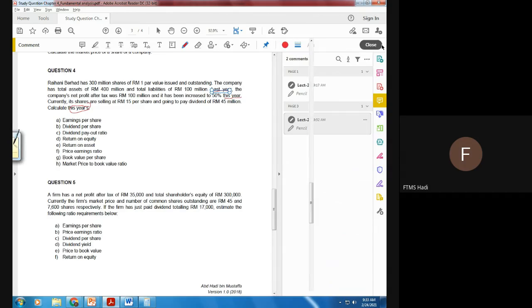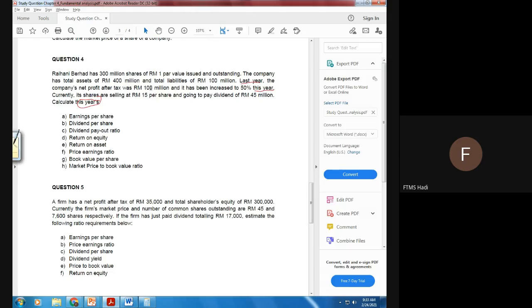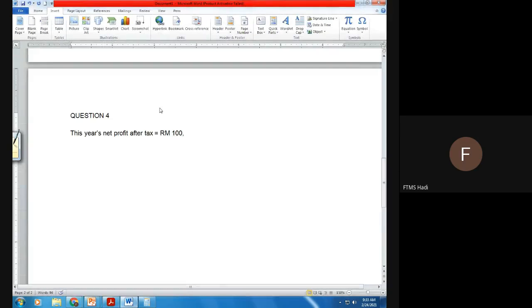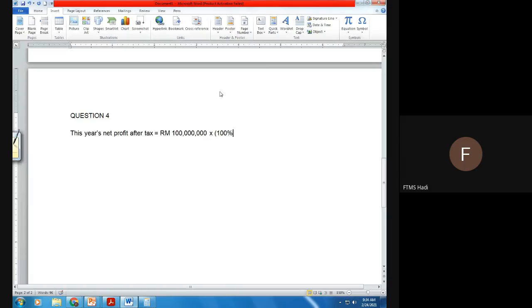Okay, so let's have a look at the answers. Question 4. Kita kena calculate dulu this year's net profit after tax. Alright, so kalau tahun ni punya, that means yang last year punya is 100 million kan? 100 million ada 6, 0. Kemudian multiply by, okay. My question to you, this increase ni, naik ke turun, tambah ke tolak? Kalau ikut logik, you want to increase, naik, add or subtract? Tambah. Tambah, okay, yes. That means multiply by 100% plus with 50%.